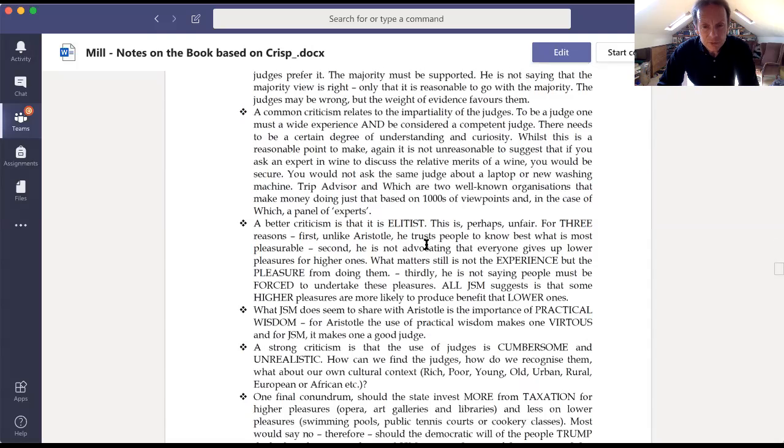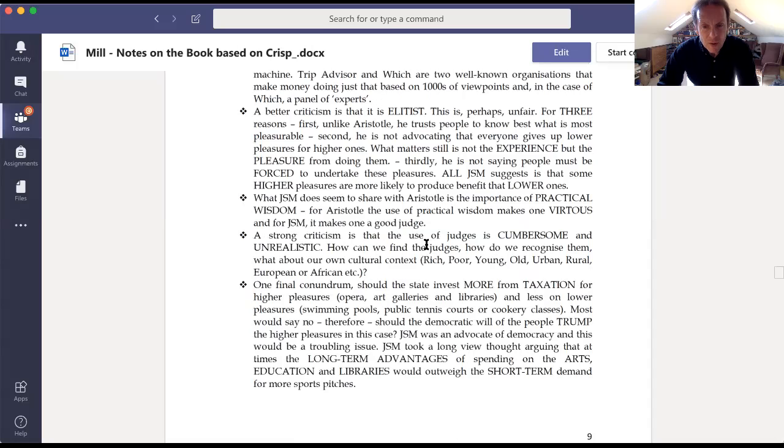And on this competent judges issue, there are problems as well. Who gets to be a competent judge? You have to be rich, poor, educated, urban, rural, European, African. This often privileges the interests of certain groups in getting to decide. In Mill's day, it was men in Parliament, white men in Parliament, that got to decide how everyone's taxes were spent, how everyone's policies were worked out, and that idea of higher and lower pleasures is problematic.